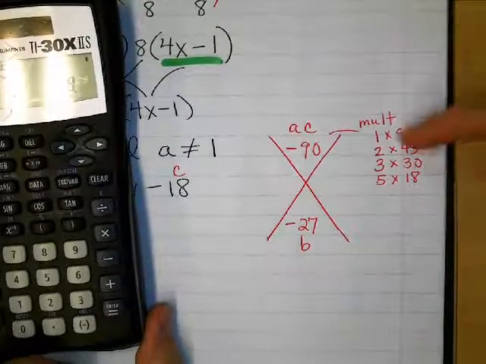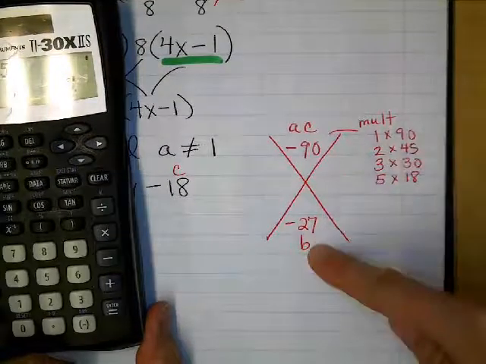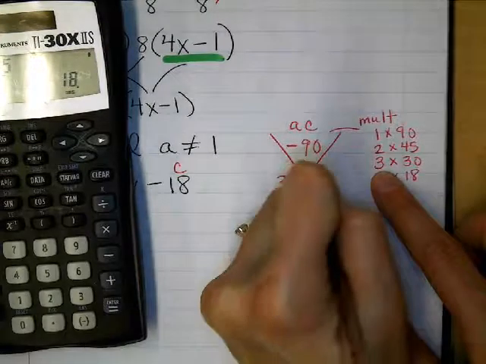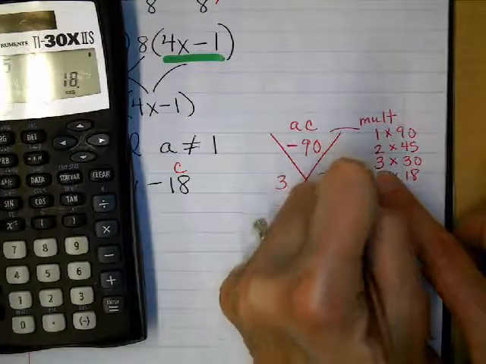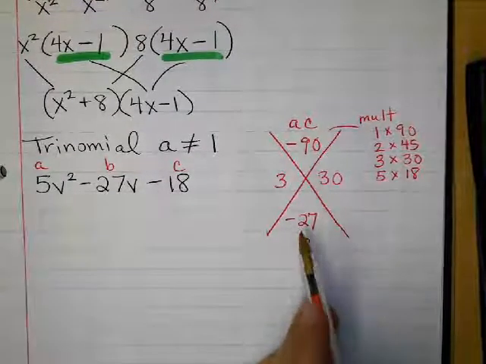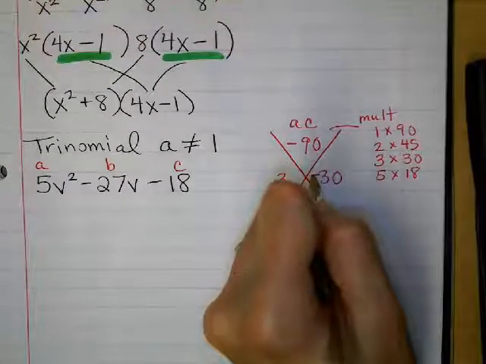Do you see anything that'll make 27? 3 and 30, good. See, you can get it. It just takes some time to figure it out. 3 and 30, okay. I need it to add up to negative 27. 30 will be negative.